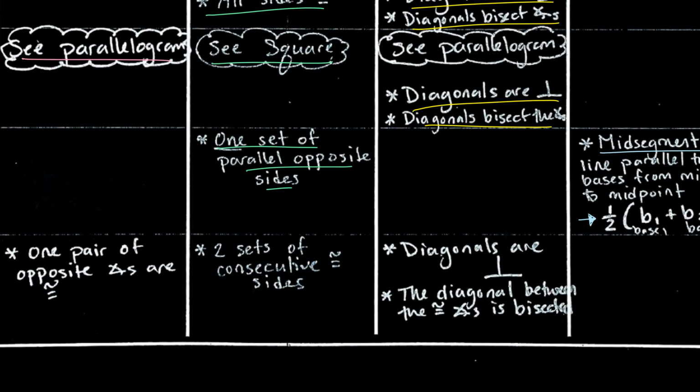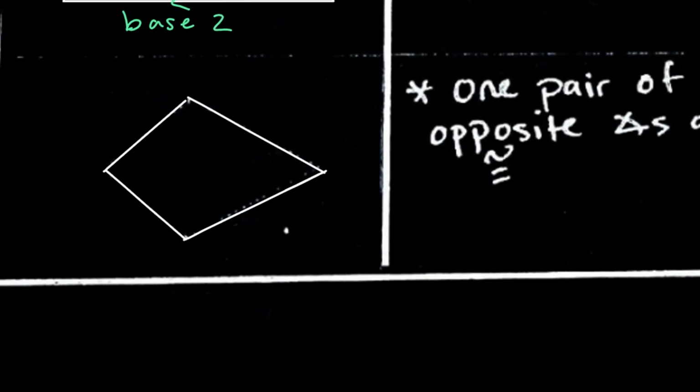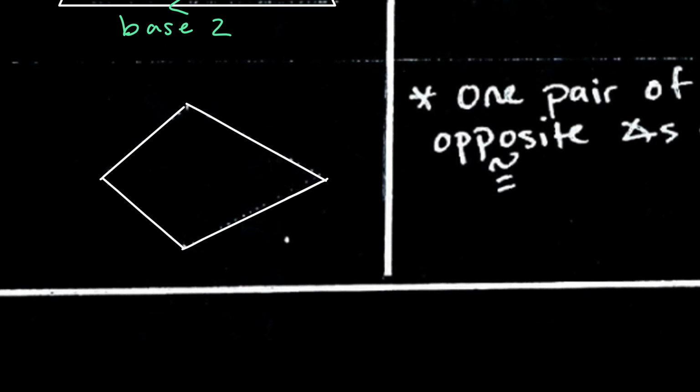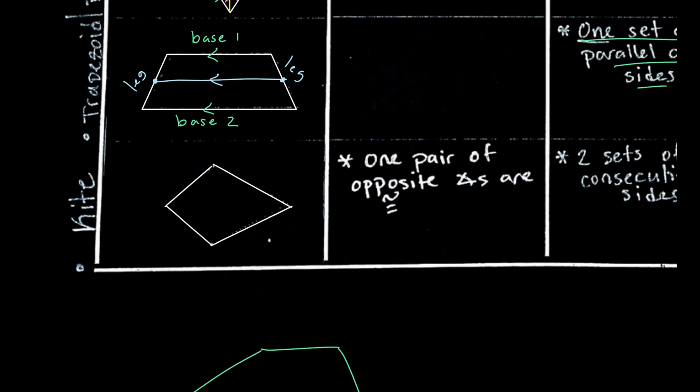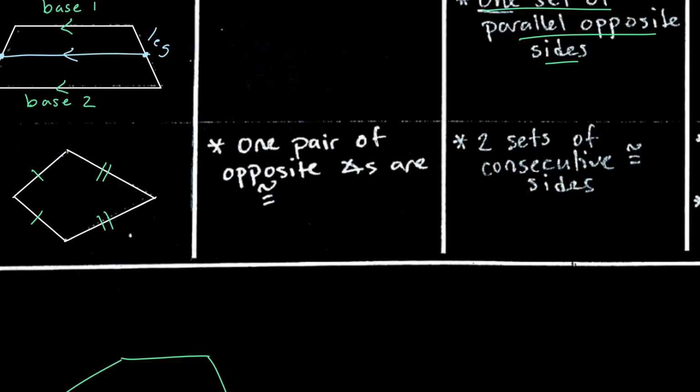Okay, we're almost done, and then we'll do a brain break. Now, what is this shape called? A kite. And yes, it literally is called a kite. Now, what makes a kite is it has two sets of consecutive sides congruent. This means that the two congruent sides are next to each other, like this. Two sets of consecutive congruent sides.